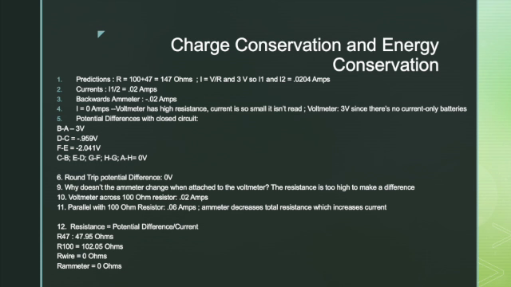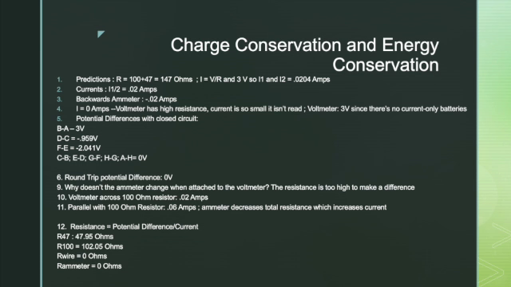For part 5, we had to find the potential differences with a closed circuit. From B to A, I got 3 volts. From D to C, I got negative 0.959 volts. From F to E, I got negative 0.2041 volts. And for the rest of them, I got 0 volts. For part 6, the round trip potential difference I found was 0 volts.